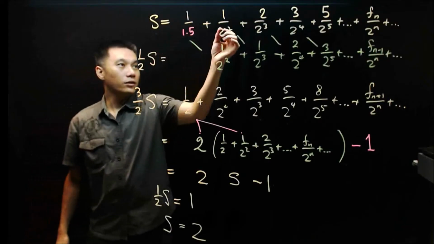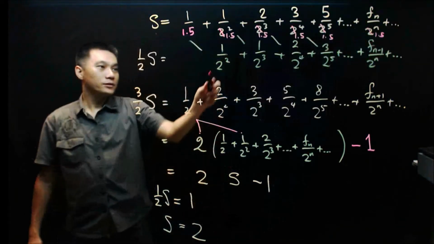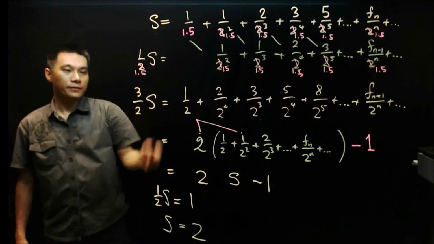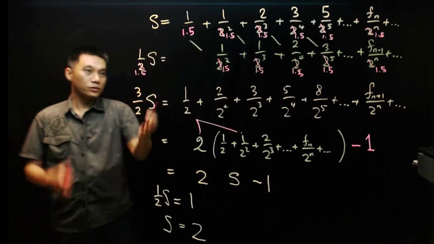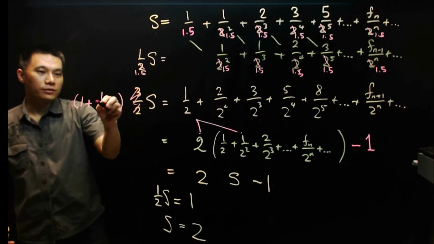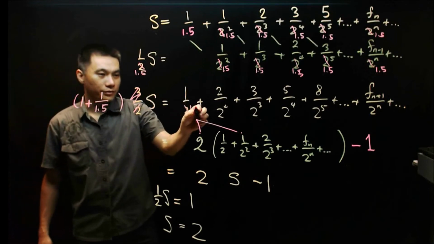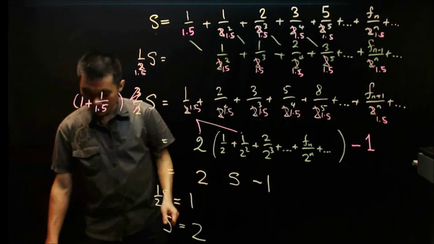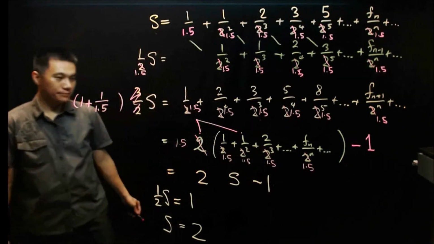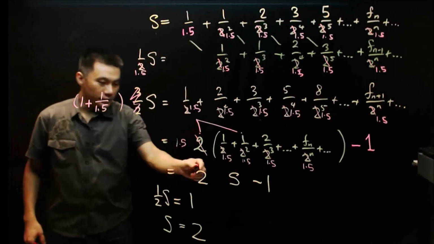Okay, so all this will be changed to 1.5. So instead of 2, it is 1.5. After you add it, this will give you 1 plus 1 over 1.5, and this is 1.5. So instead of these two, it's 1.5. So everything is still okay. And this is 1.5.